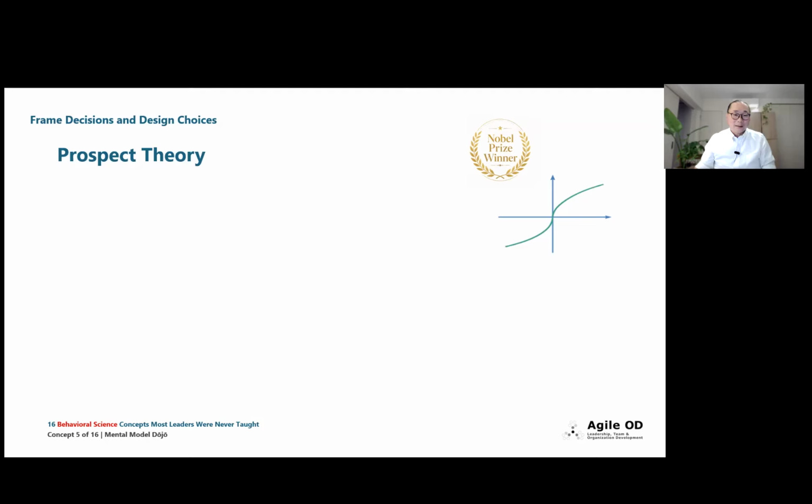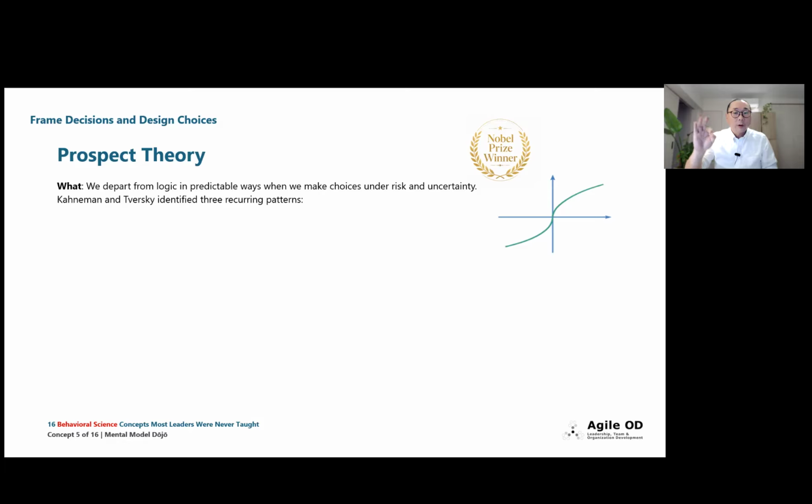So, what is prospect theory? Prospect means a possible outcome, option, or future possibility. Kahneman and Tversky identified three recurring patterns in how we evaluate these prospects. The first one is loss aversion.